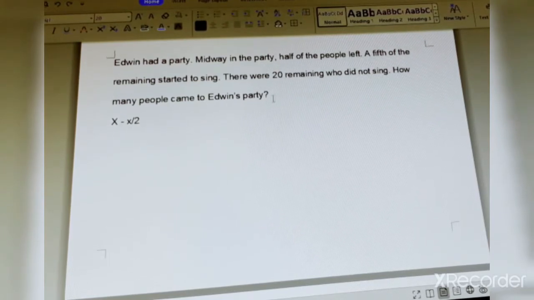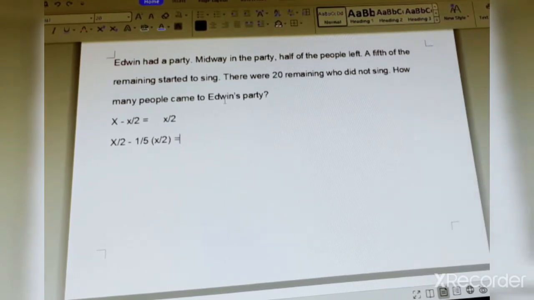Then, a fifth of the remaining started to sing. So the remaining is also X over 2, 1/2 of X. Then 1/5 of the remaining started to sing. So 1/5 of the remaining, which is X over 2, started to sing, and there were 20 remaining who did not sing.